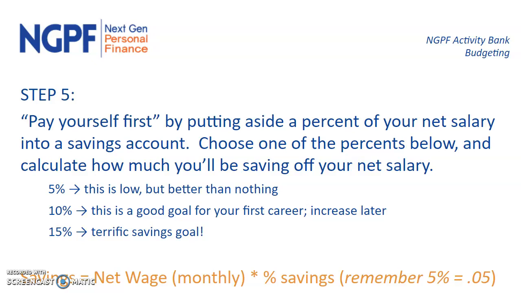So savings is going to be your net wage, your monthly net. Remember, that's after taxes, times the savings percentage. So if you're going to do 5%, that's 0.05. If you're going to do 10%, 0.10. And that's how you're going to figure out the savings.